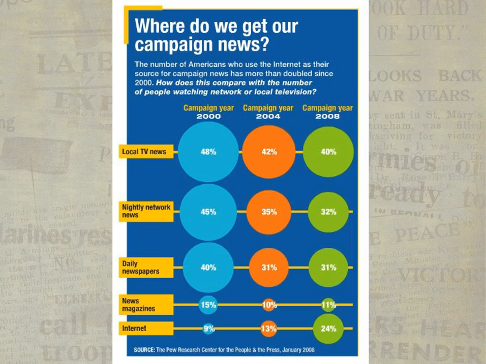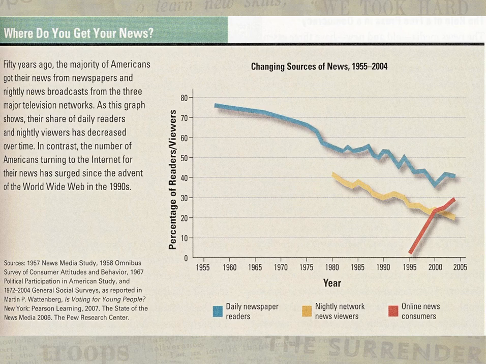This shows us kind of the same thing. If we look at the Americans getting news on campaigns, 48% got their campaign news from local news in the year 2000. That number shrunk to 40% by 2008. On the other hand, internet was only 9% in 2000, but up to 24% by 2008. So more and more Americans are turning towards the internet.